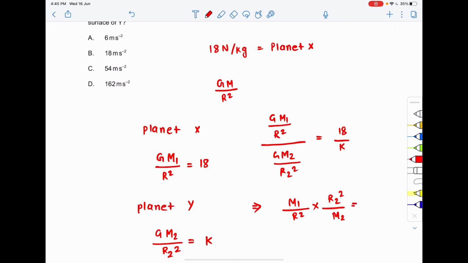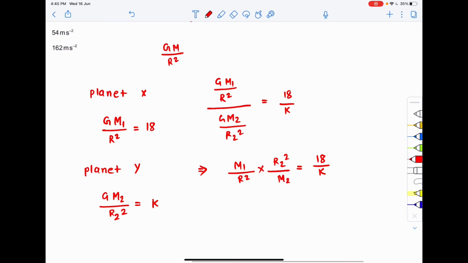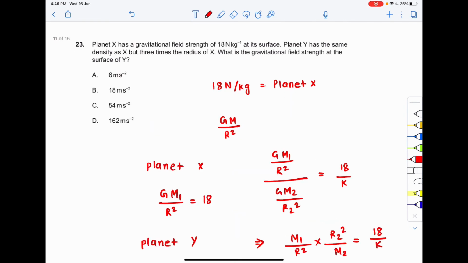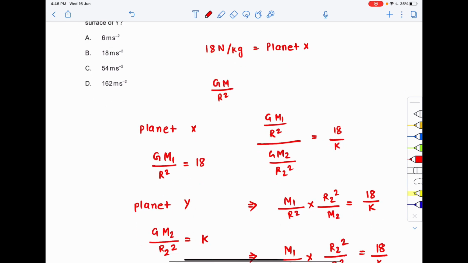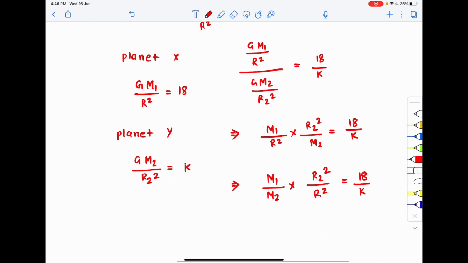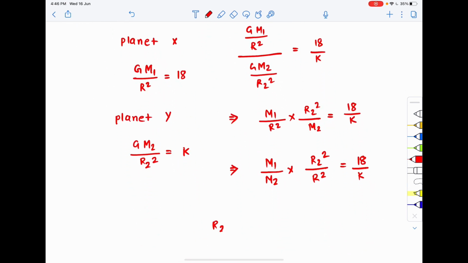So this will be equal to 18 divided by k. From here we can write that m1 divided by m2 into r2 square divided by r square will be equal to 18 divided by k. Now the radius of the planet Y is 3 times that of the planet X, right? So I can write that it's given that r2 is actually 3 times r.